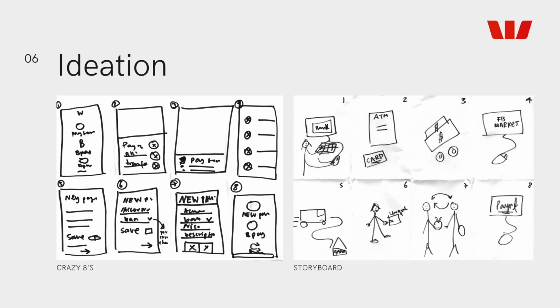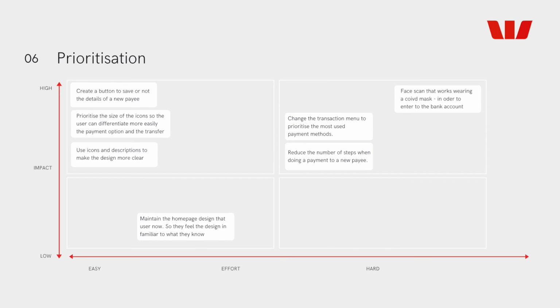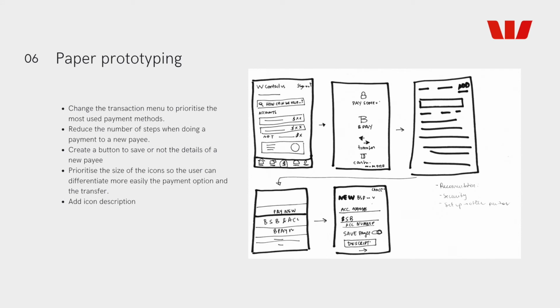The next step is my favorite one, the ideation, where we start sketching using techniques such as crazy eights and storyboard. After doing sketches, we go through prioritization, where we start to take design decisions in terms of impact and effort. Once our priorities are clear, we start with the paper prototyping.